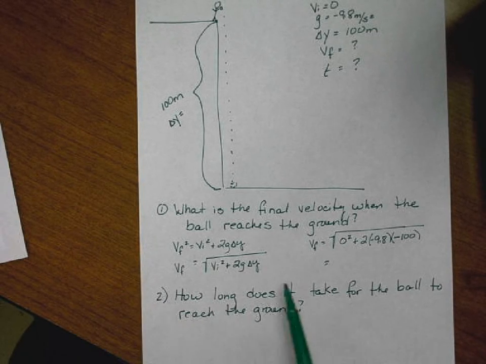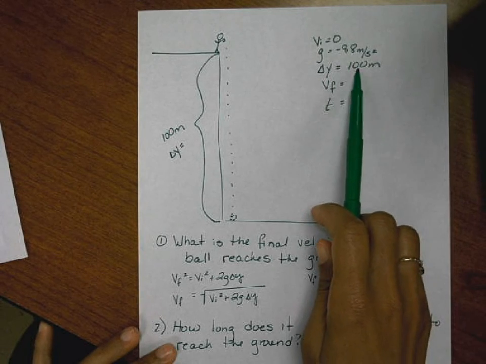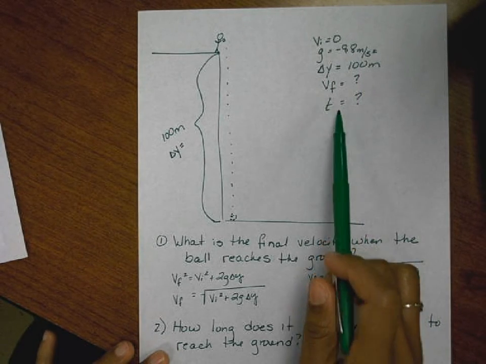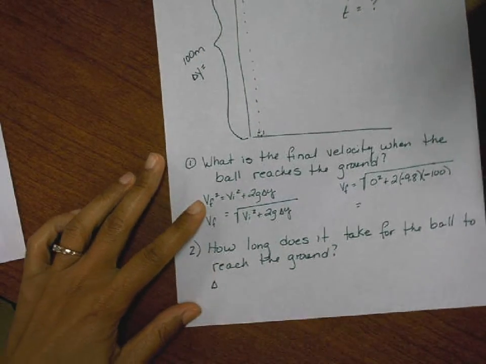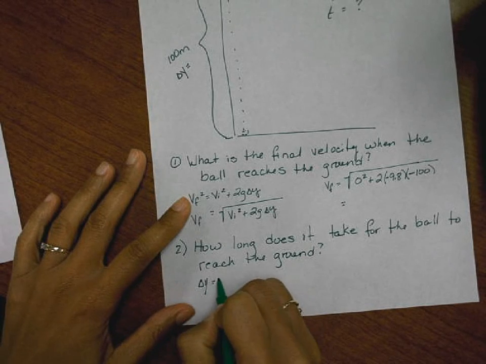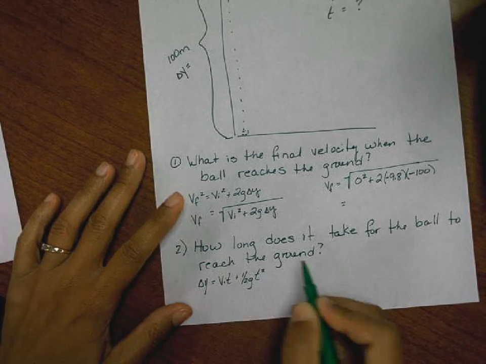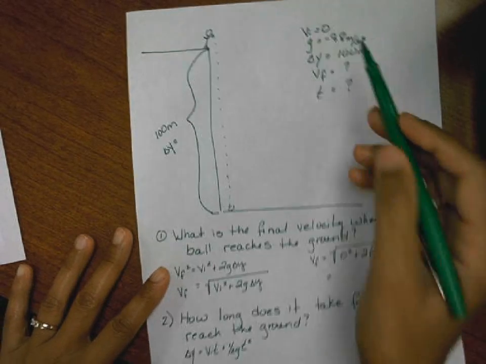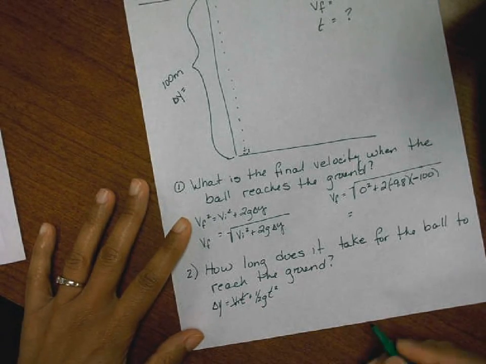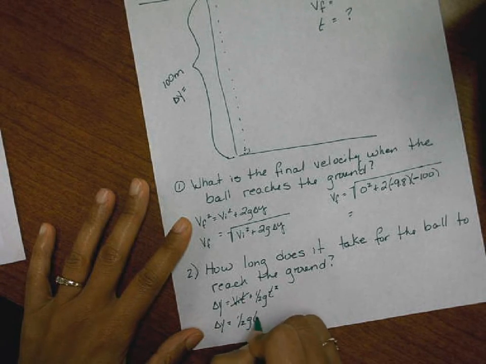Question number two says, how long does it take for the ball to reach the ground? How long does it take? Well, I know my initial velocity, I know my height, I know G, and now I'm looking for T. So I'm going to choose delta Y is equal to VIT plus 1/2 GT squared. The initial velocity is 0. So this portion of the equation is gone, which leaves delta Y is equal to 1/2 GT squared.